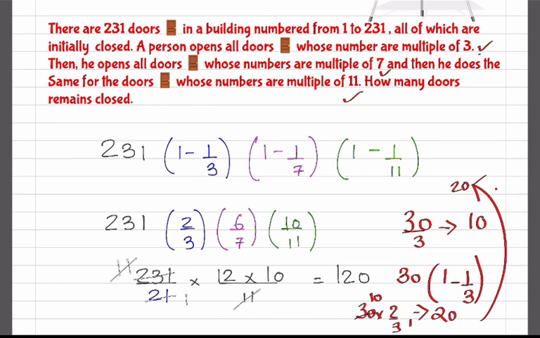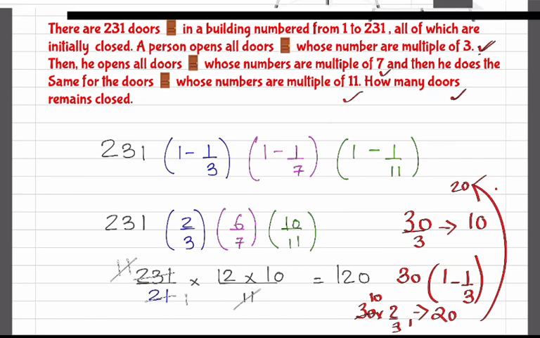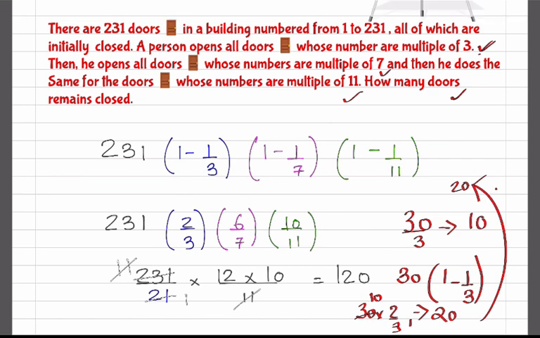So he opened all the doors which are multiple of 3. So I don't want multiples of 3 because he has opened all those doors. What is he asking? How many doors remain closed? So all those which are not the multiple of 3 will remain closed. So I write it as, there are 231 doors, right? What will remain closed? 1 minus 1 by 3. All the numbers which are not the multiple of 3 will remain closed. Then all the numbers which are not the multiple of 7 will remain closed. Then all the numbers which are not the multiple of 11 will remain closed.